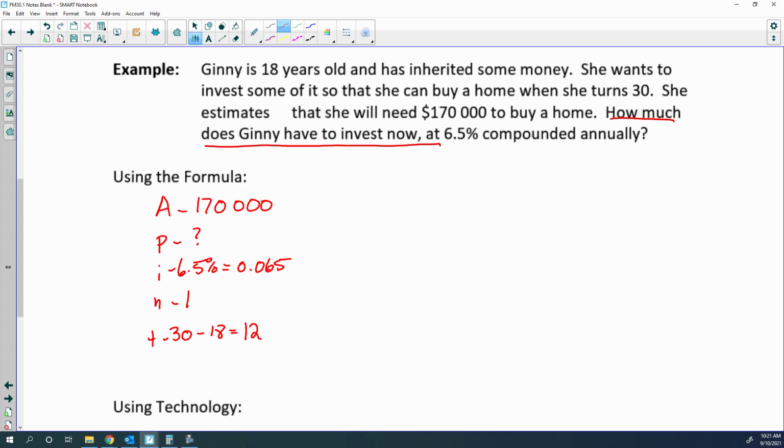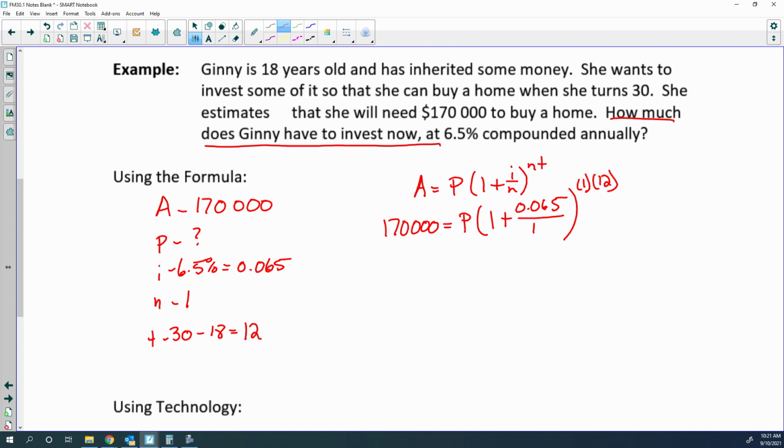Now we go to our formula of A is equal to P times 1 plus I over N, all raised to N times T. We have our A in this case, so 170,000 equals P, which we don't know, times the 1, that's always a 1, plus our interest rate 0.065. The N is 1, and that's raised to another N, which is 1, times our T, which is 12.